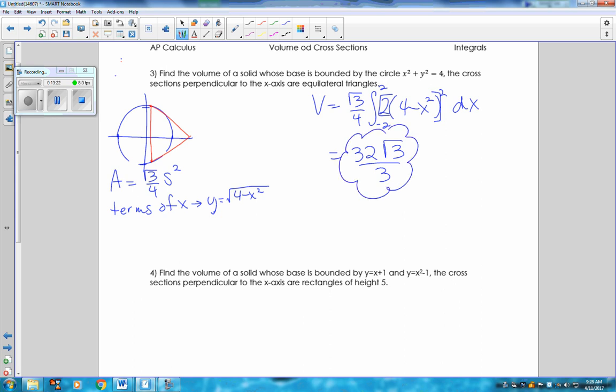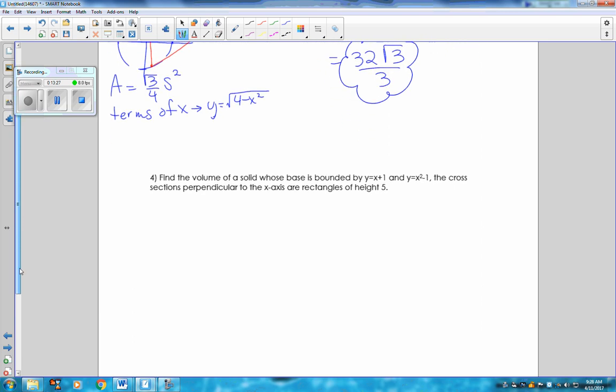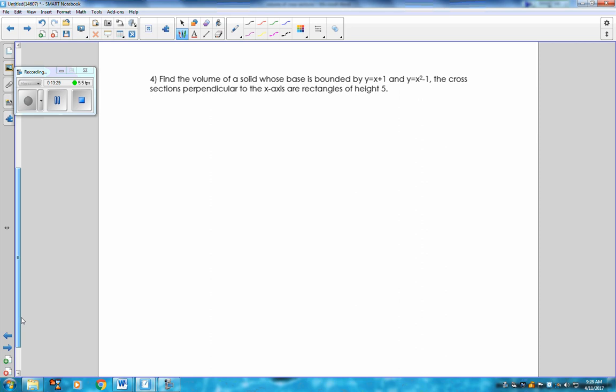Okay. All right, now the last one. This is like that problem in your homework. Find the volume of a solid whose base is bound by a parabola and a line. The cross sections perpendicular to the x-axis are rectangles that have a height of 5. Okay, so I have a parabola and I have a line. Go ahead and sketch it.